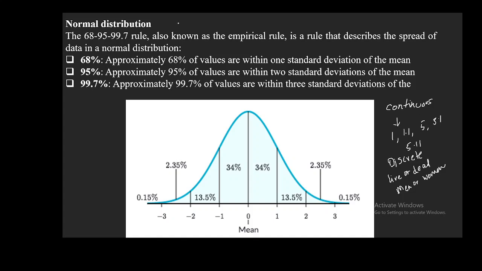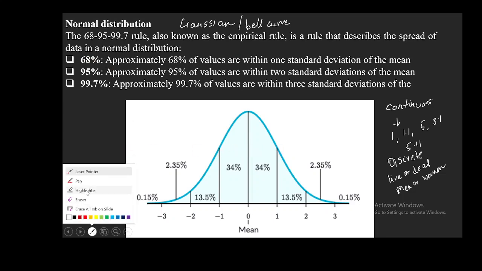In the case of a continuous variable, the normal distribution is going to be followed, and the normal distribution is also known as the Gaussian distribution, or the bell curve. So the rule of the bell curve is like this: 68% of the values are within one standard deviation.